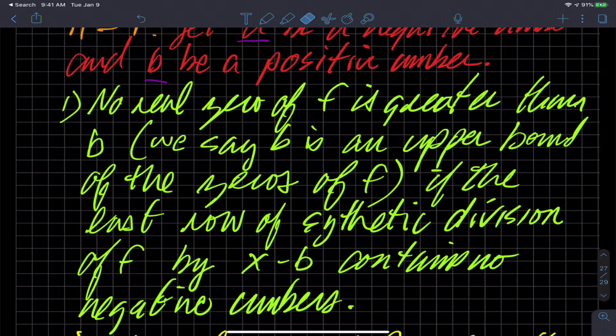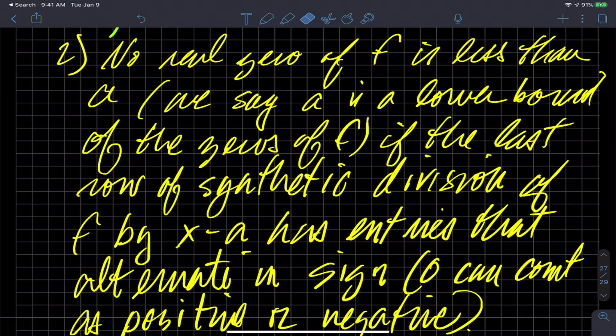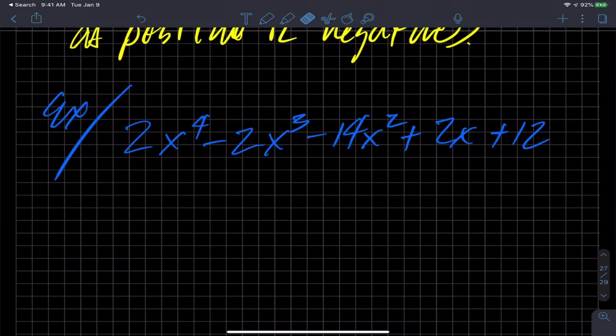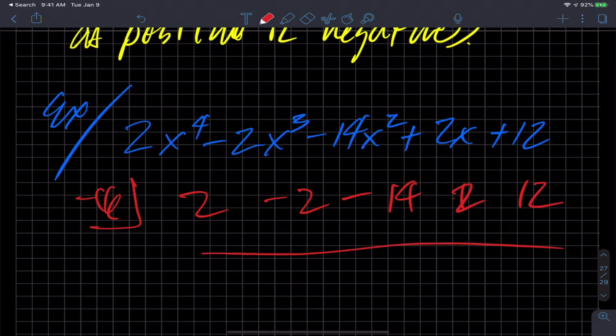The other side, if you take a negative number, so no real zero of f is less than a, remember a was a negative number, and we call it a lower bound if the last row of synthetic division of f by x minus a has entries that alternate in sign. 0 can count as positive or negative. So again, if I tried negative 16, let's say negative 16, and I divided it into, these again are not going to be the right coefficients. They're just made up coefficients.